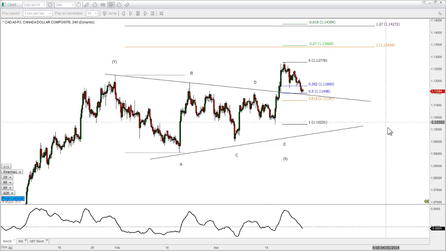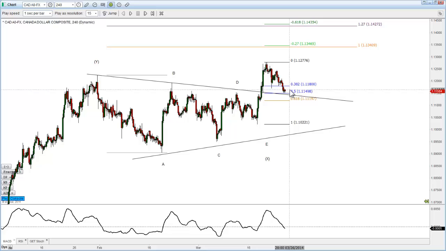Okay, here was the dollar CAD. Now, on the dollar CAD here, you can see we had a nice little confluence of support. Price had rallied up out of this triangle. We were pulling back here.